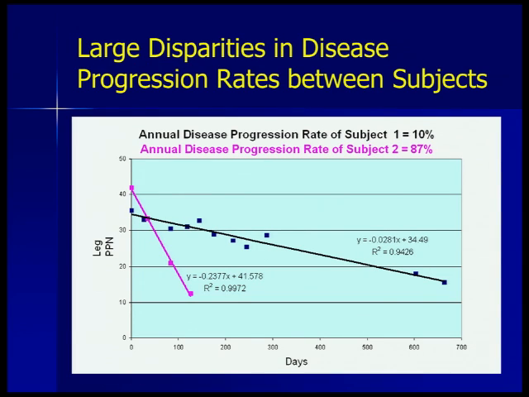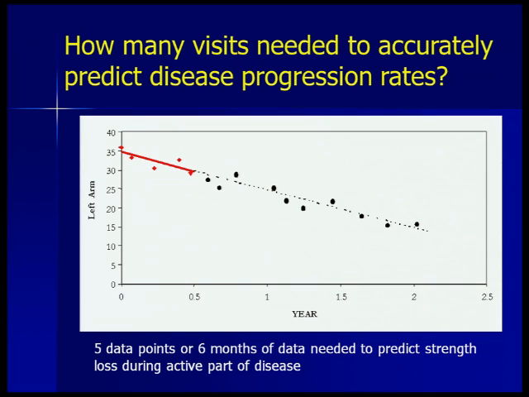Again, to emphasize that this disease is very heterogeneous, the patient in black is progressing very, very slowly and losing only about 10% of his expected strength in that year, whereas the patient in pink is progressing at a rate of 87% per year. So this has vast implications in clinical trials as well as our clinical management of these patients.